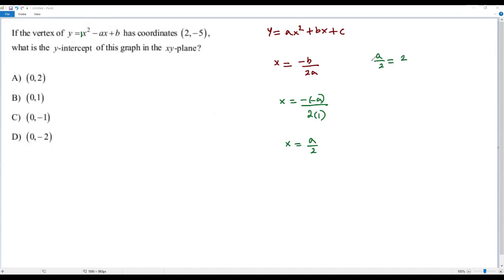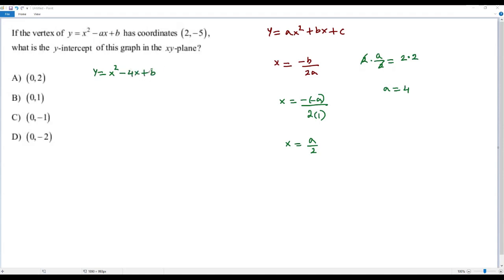Now let's solve for a in this equation. For that we have to multiply both sides of this equation by 2. Then this 2 will cancel out. I am getting a equals 4. Here I got the value of a in this quadratic function. Now let me plug in that value of a over here. Then I'm getting y equals x squared minus 4x plus b.